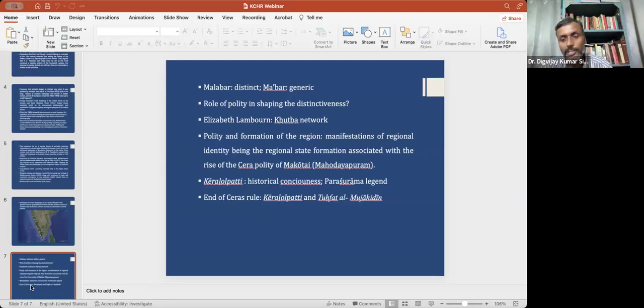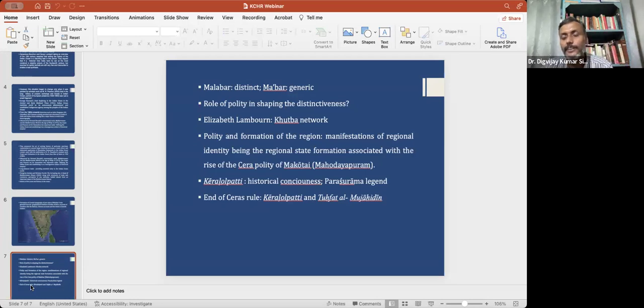Now, after the end of the Chera rule, we know that the nature of the polity on the Malabar coast changes, and the Swarupam form of polity came into existence, about which Professor Kesavan Veluthat has extensively written. All these successors of the Cheras, the groups ruling different Swarupams, claim or refer to this story of the last Cheraman ruler dividing his kingdom and going to Makkah and converting to Islam, in order to claim power as well as legitimize their power.